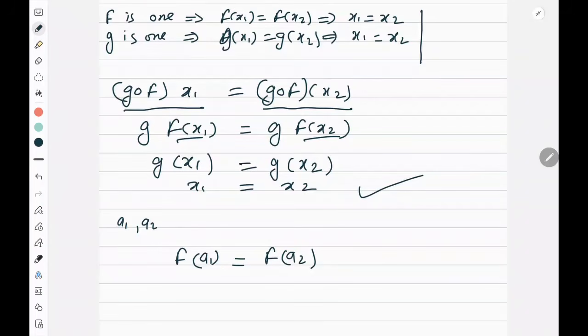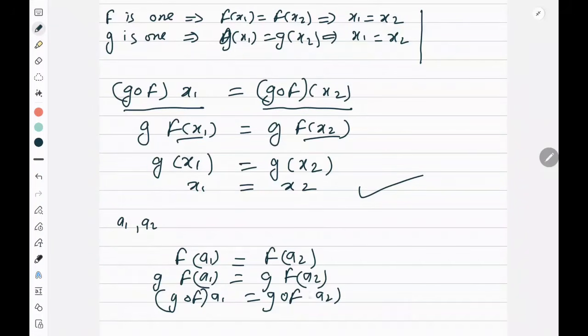Since g is a function, and a1 and a2 are in A, and g is a function from B to C, I can write like this: g of f of a1 is equal to g of f of a2. Correct? Next, I can write it as g∘f of a1 is equal to g∘f of a2. Right? But it is given that g∘f is one-one, so a1 is equal to a2. So I am done, f is also one-one.